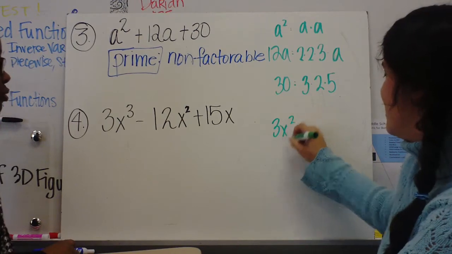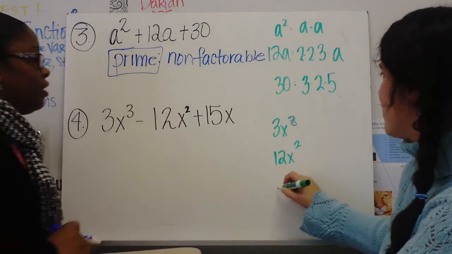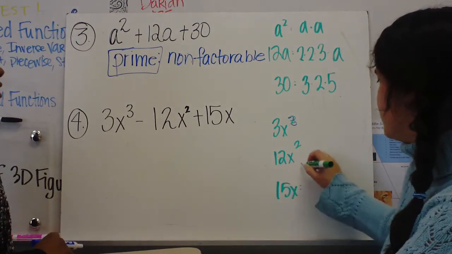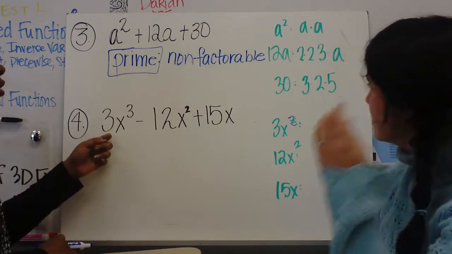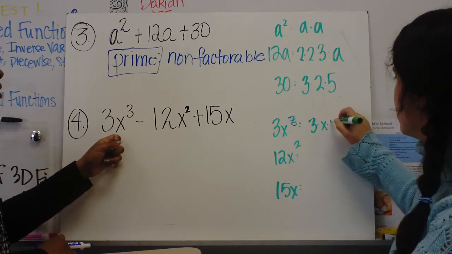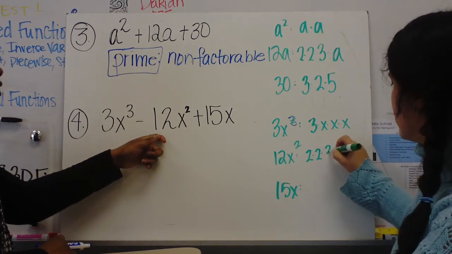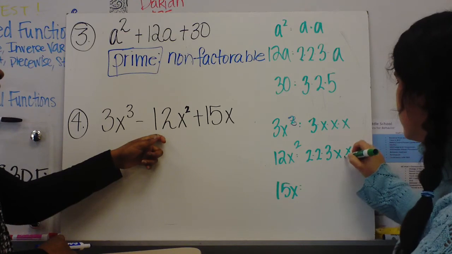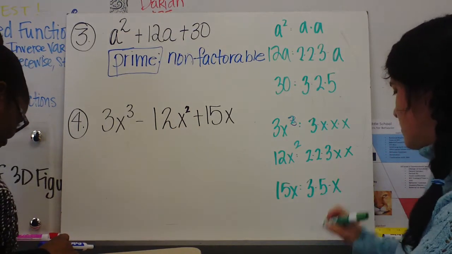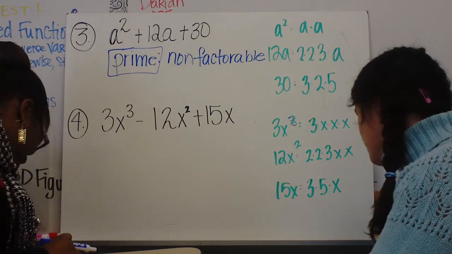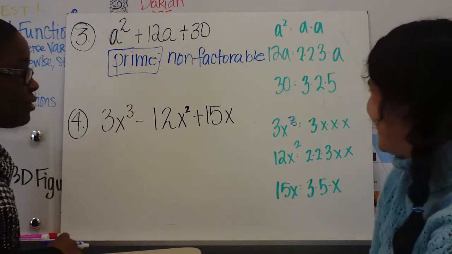So this is the last example. 3x to the third and 15x. And we're going to do the same process again. 3 is already prime, so 3 times x times x times x. 12, again, is 2 times 2 times 3 times x times x. And 15 is 3, didn't we already do that? Oh, we did 12. Okay, sorry. Seems like the same problem over and over.